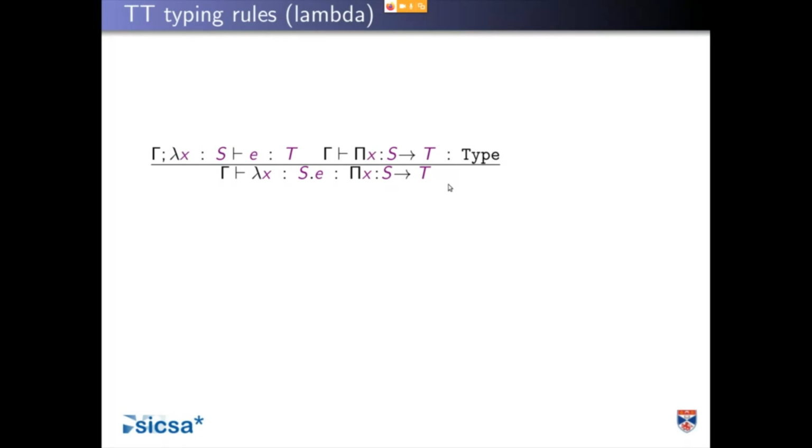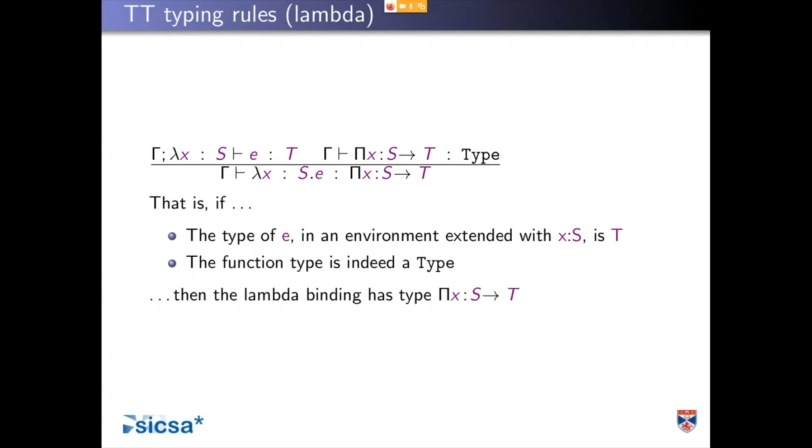So I think that's a very confusing syntax. I think this is maybe a bad choice of notation. Maybe I should have put a dot there instead of an arrow. I was trying to make it look a bit similar to the surface language, but by asking that question, you've convinced me that that's a mistake. So after this talk, I'm going to update this notation to make it a bit clearer. So thank you for that. So that's saying if the type of E in an environment extended with x is T, and the function type is indeed a type, which would be checked by the previous rule, then the lambda binding has type function from S to T, or function from x in S to T.